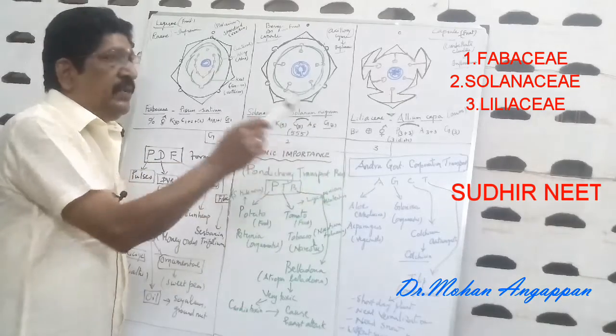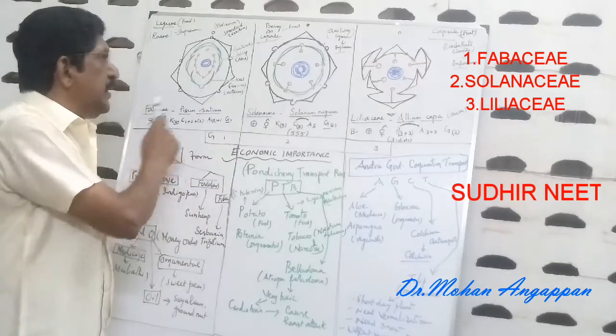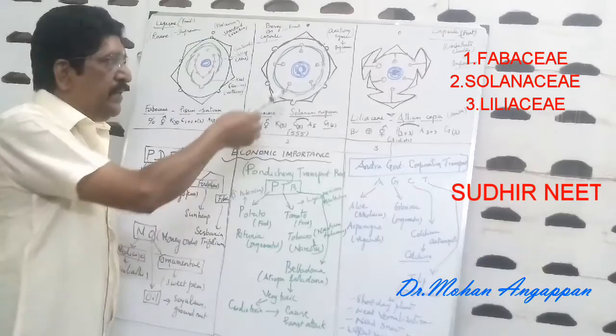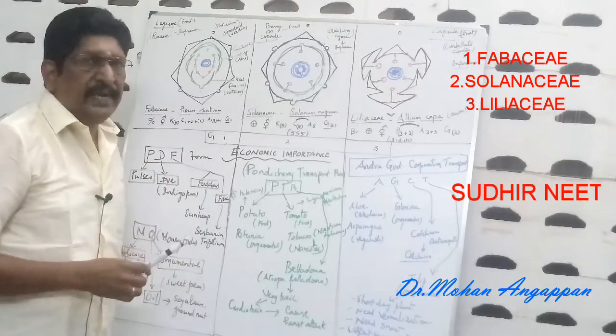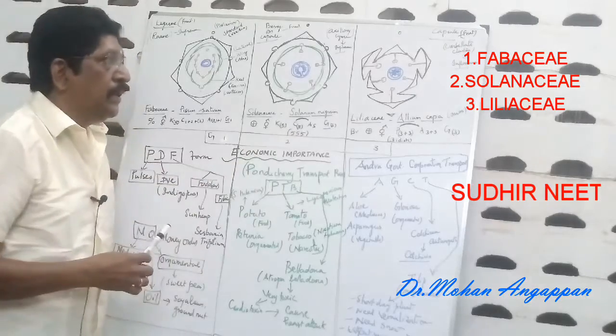Last family, first letter is last, L, Liliaceae. So for first Fabaceae, last Liliaceae. First letter indicates the family, and then in between you get Solanaceae. That is the way to remember the names of the three families.